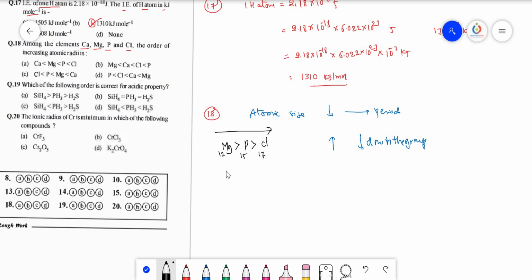But when it comes to calcium, calcium has atomic number 20. It is placed just below magnesium. So calcium is larger in size than magnesium. So overall, calcium is more than magnesium, more than phosphorus, more than chlorine. But here they have given the increasing order, and we have written the decreasing order. So just write chlorine less than phosphorus less than magnesium less than calcium. So for the 18th one, option C is correct.